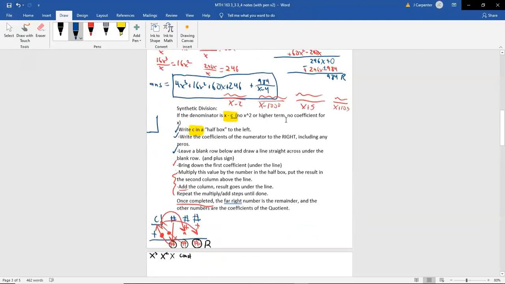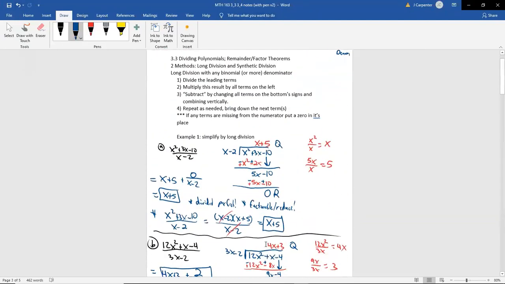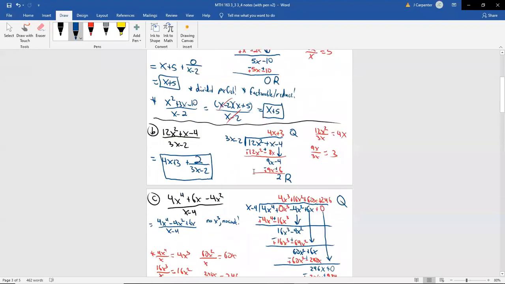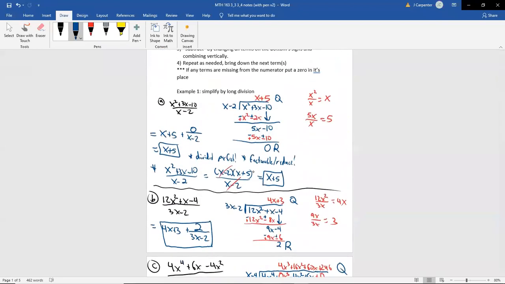Let's go back to the long division and see what we originally got. Holy cow, we got x plus 5, which we also proved by doing the factoring and reducing because this was kind of a special problem. So again, long division, all the work was here. We had to do some side work for that, and then we got our answer.